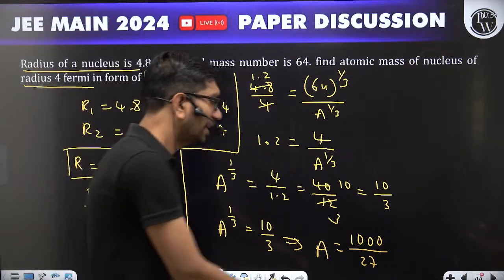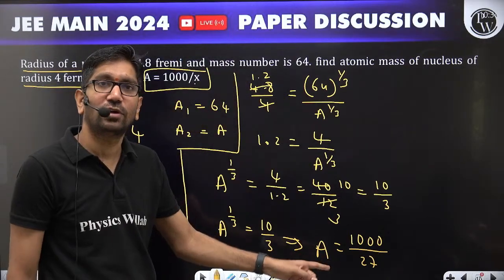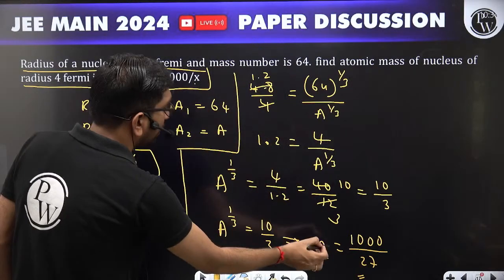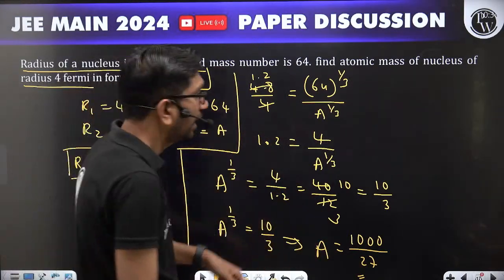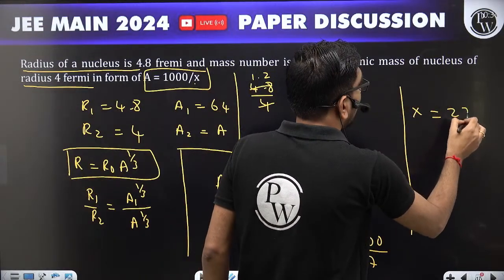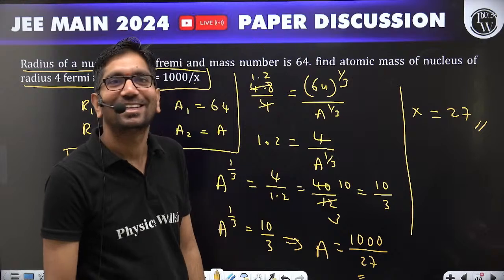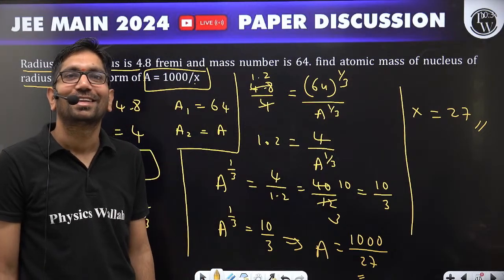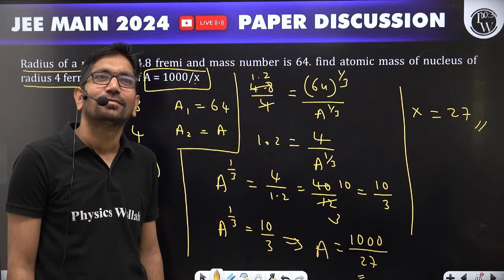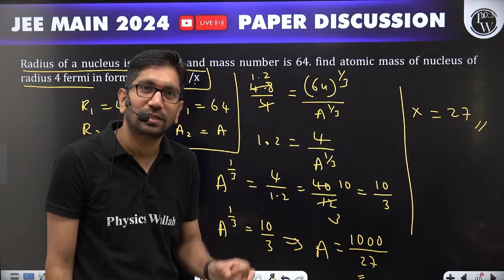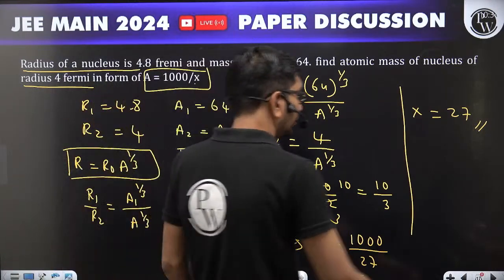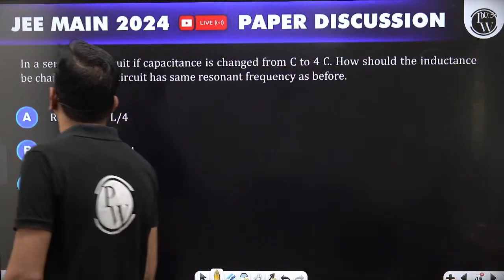Finally, compare this: A is equal to 1000 by x, so what is the x value? It is 27. Is it clear? This is also a formula based question. Maximum questions you are getting are formula based only. Chalo, let us move toward the next question now.